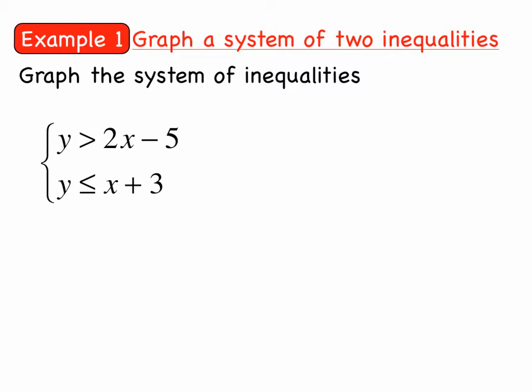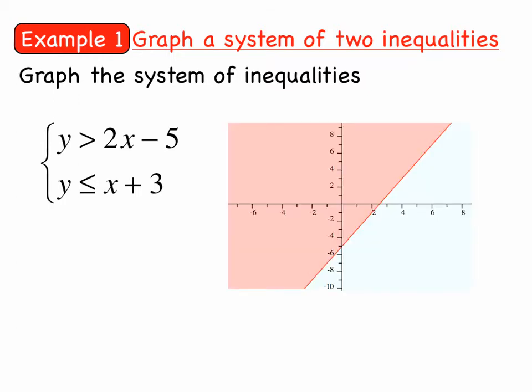So the first one, y is greater than 2x minus 5, we're going to graph it at -5, begin with -5 on the y-axis, and our slope is 2 over 1, so I'm going to go up 2 and over 1. I'm going to test that point, 0, 0, and it does work, so therefore I'm going to shade up. And here's what it looks like. Now make sure you shade lightly because we have two equations going on the same graph.